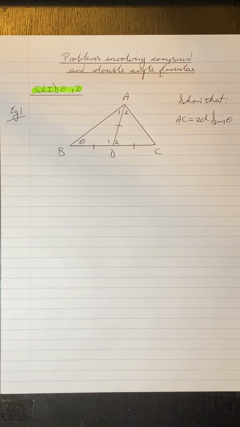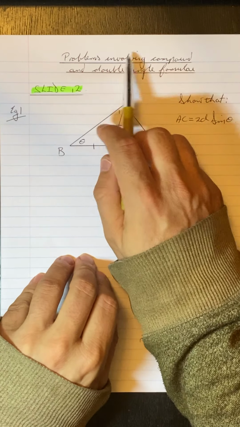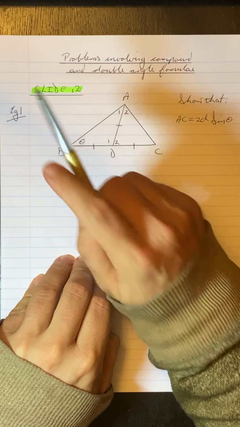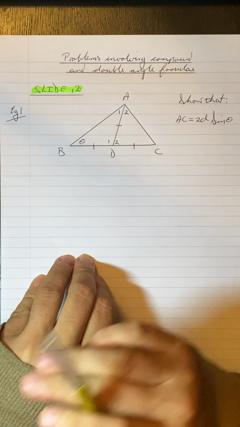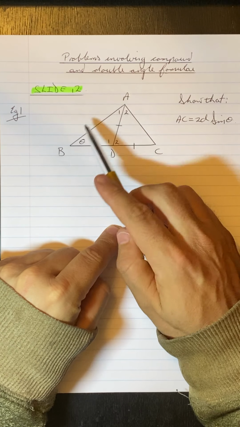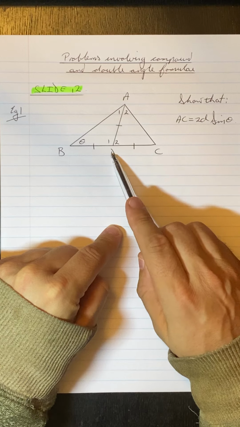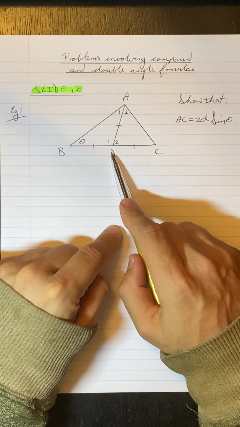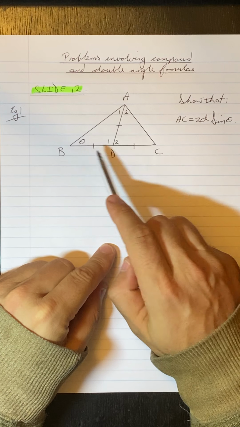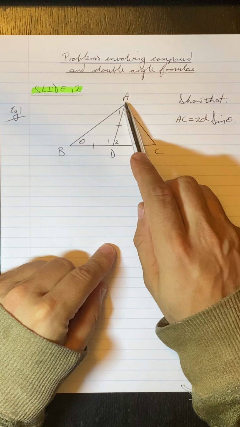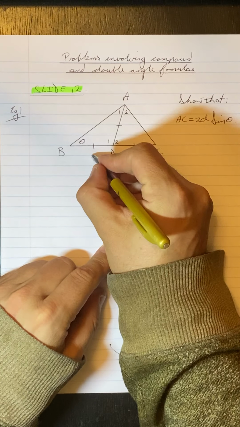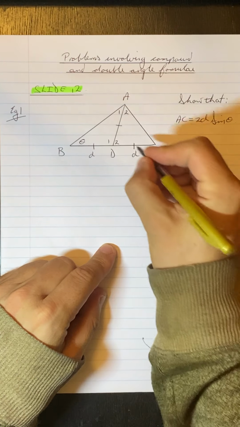The next section we're moving on to is problems involving compound and double angle formula on slide 12. It's going to be example 1. I'll just read the question to you. It says, in triangle ABC, point D is the midpoint of BC. We have that BD equals DA equals DC.